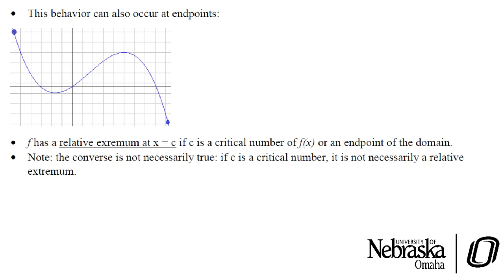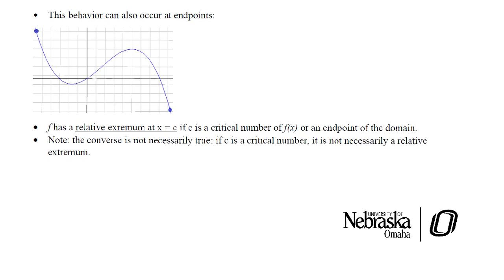Okay, this behavior can also occur at endpoints. I shrunk down the picture a little bit so we can see it better. You see in this graph, we have two bold blue circles that are endpoints. So instead of continuing on, like this one, it has an endpoint. Okay, so it says f has a relative extremum. It's supposed to have a T in there.